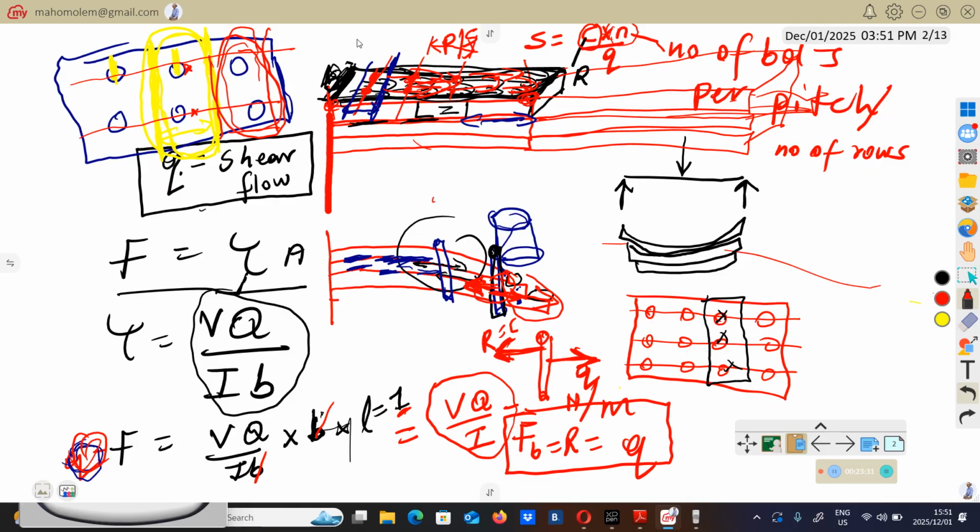So remember, we're going to have maybe a bolt like this. We're going to have bolts like this, like this, like this, like this, like this. So this C represents one bolt, this one. That is the shear force of one bolt, or the resisting force of one bolt.